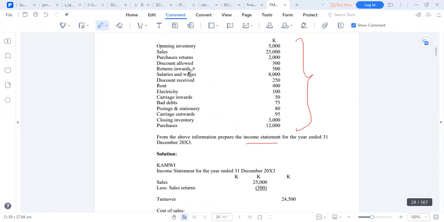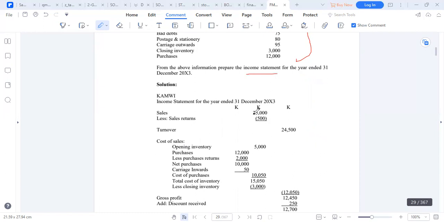Do you have any sales returns? Returns inwards. Is sales returns inwards or returns outwards? So returns inwards. So we sold, but they brought them back. So we subtract the 500 there. So 25,000 minus 500, we get 24,500. This is called the net sales, or it's also called the turnover. Okay. Then we go to the cost of sales.